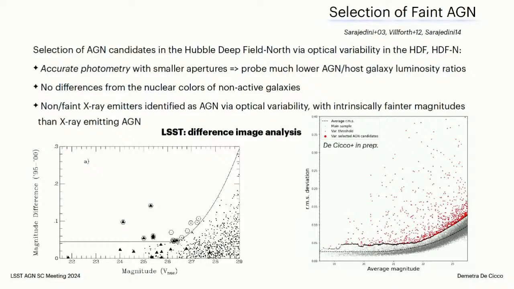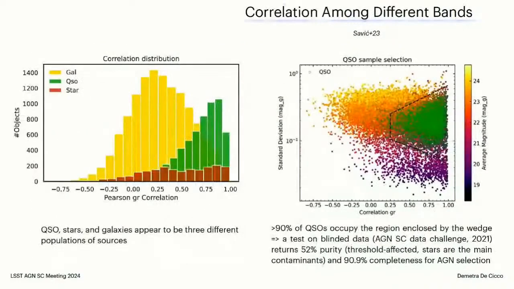low luminosity AGN. If you think of using different image analysis, which we will do with the LSST, things should get better, and so we should have low luminosity AGN jumping above the variability threshold. Okay, so we should get rid at least of some of the issues related to photometric accuracy.